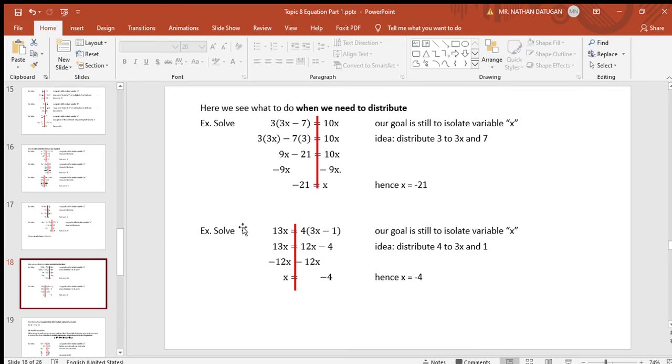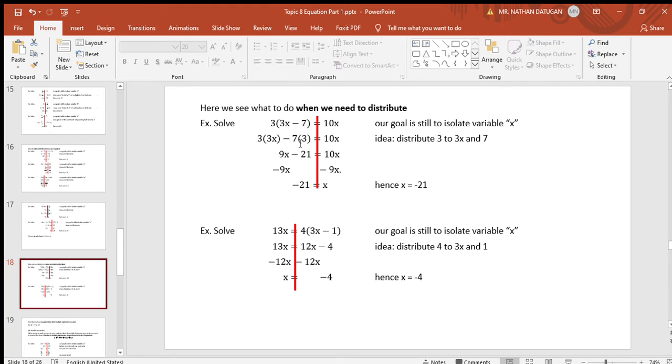Now let's try some distribution. Distribution is topic 8, so study on that. Here's some review if you don't recall what distribution is. Right now we have 3x minus 7 times 3 is equal to 10x. Our goal is to isolate x, but first thing first, we distribute 3 to all the terms.